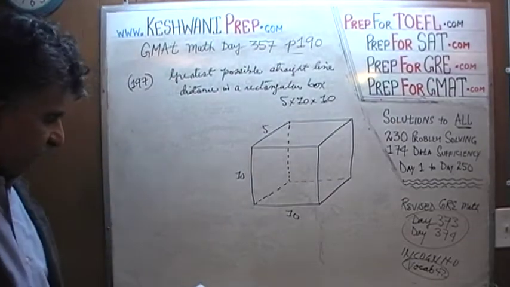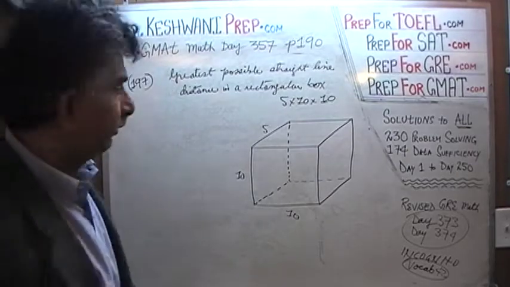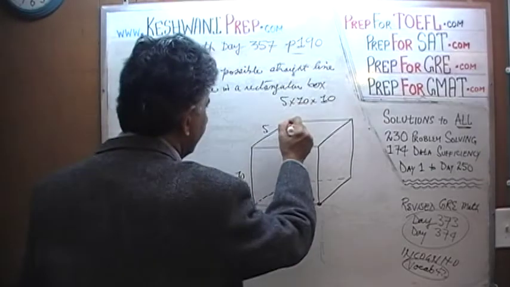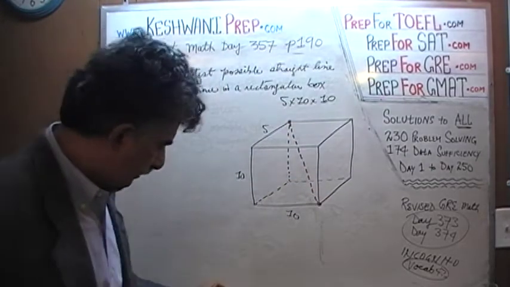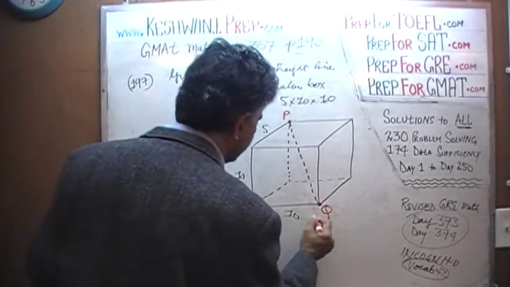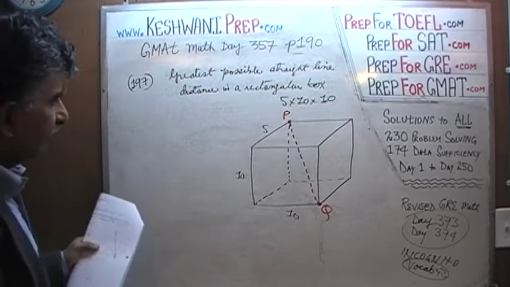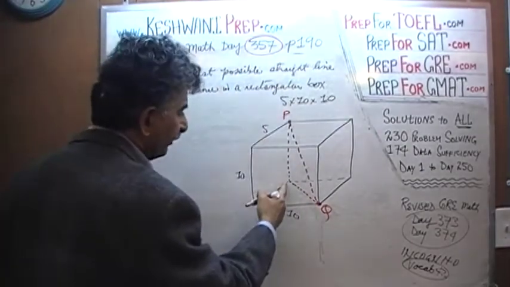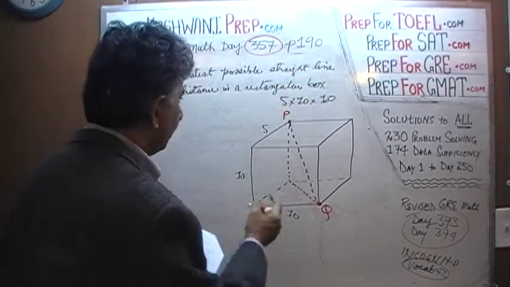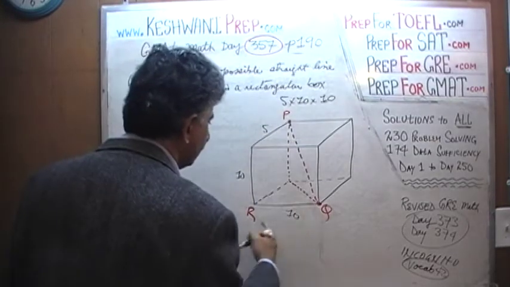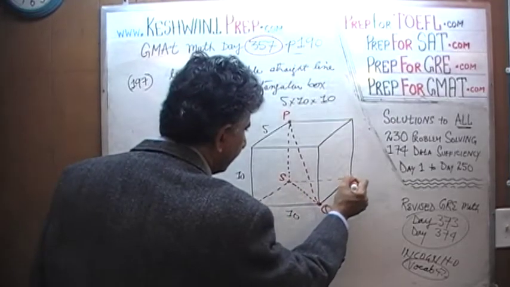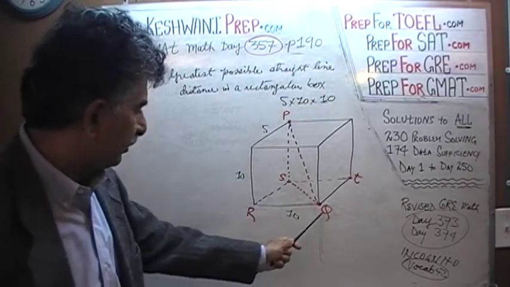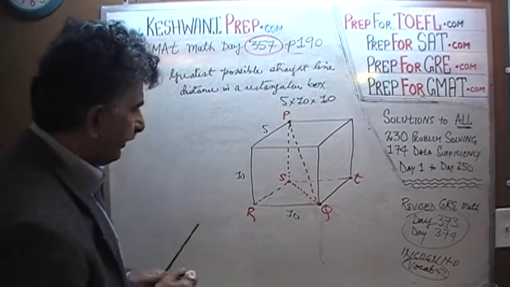And what we're looking for is the greatest possible distance. The greatest possible distance, as we explained on a previous day, is going to be between the two opposite vertices right here. This is the longest possible distance we can find. Let's call this point P and this point Q. But before we can find that distance, we have to first find this distance right here, which on day number 355 we referred to as the floor diagonal. Let's call this point R, this point S, and this point T. So the floor of the box is R, S, T, Q. And we're looking for the floor diagonal first. We have to know the floor diagonal.